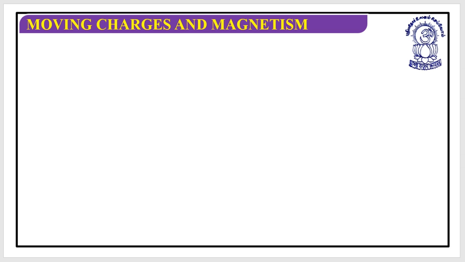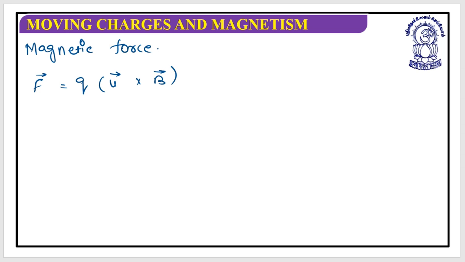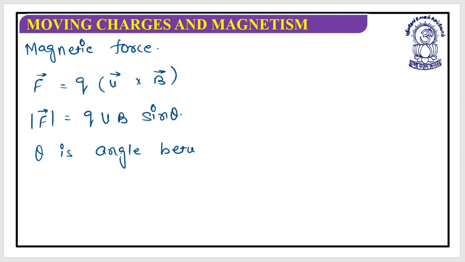Let's have a look at what magnetic force is acting on a moving charge. Then we have F equals Q into V cross B, and if I write down the magnitude of this, it would be QVB sine theta, where theta is the angle between the velocity vector and the magnetic field vector. We have already discussed certain cases.